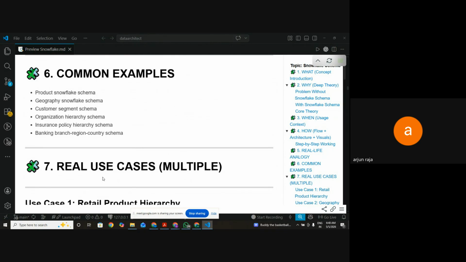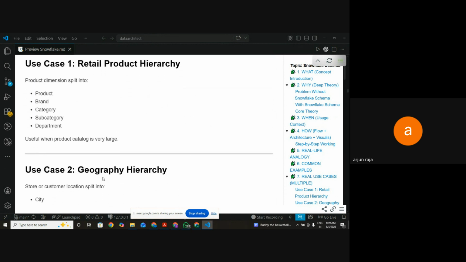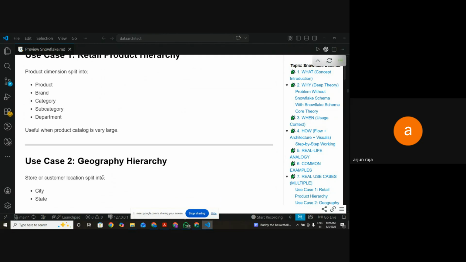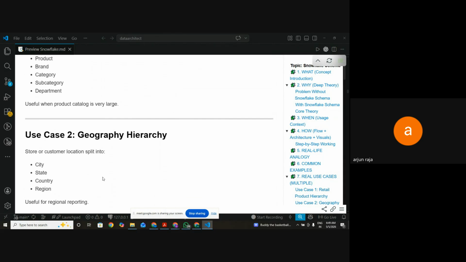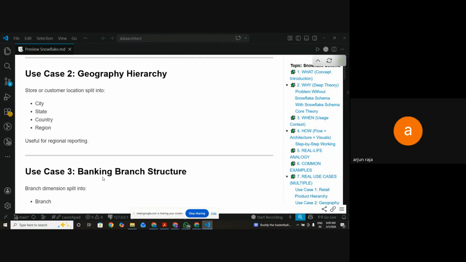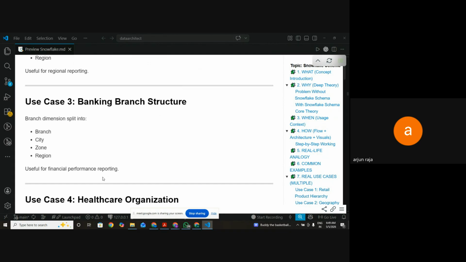Common examples: product Snowflake schema, geography Snowflake schema, customer segment schema, organization hierarchy schema, insurance policy hierarchy schema, banking branch, region, country. Real-time use case: retail products. The product dimension splits into product, brand, category, subcategory, department. Useful when the product catalog is very large. Geography hierarchy: city, state, country, region. Useful for regional reporting.